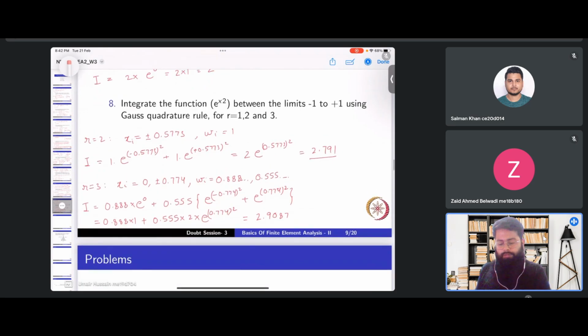So yeah, again the value change for i equals 3. So just to check which of these values is closest, I'll use my calculator to get the actual value of the integral of e to the power x square integrated from -1 to 1.